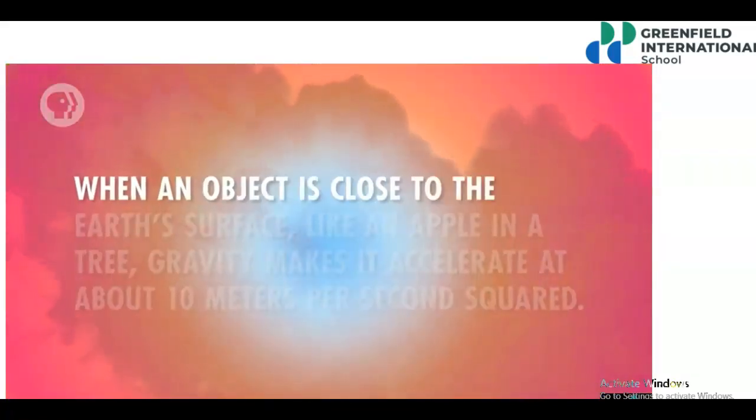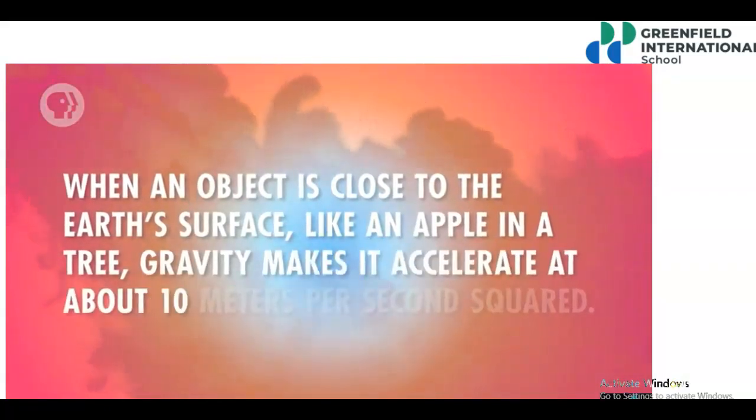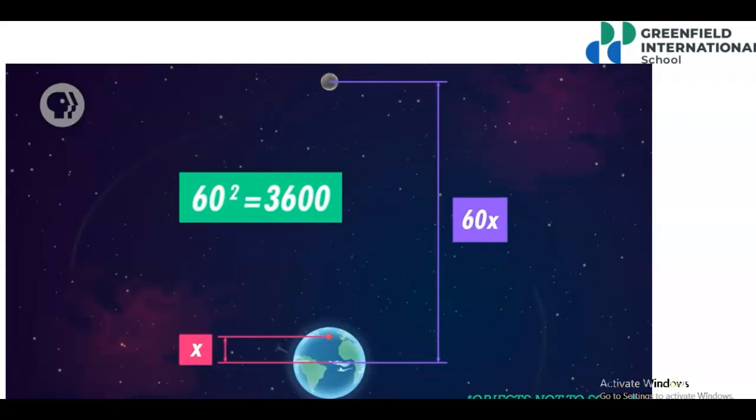When an object is close to the Earth's surface, like an apple in a tree, gravity makes it accelerate at about 10 metres per second squared. But the moon has an acceleration that's only about a 3,600th of that falling apple. The moon also happens to be about 60 times as far from the centre of the Earth as that apple would be, and 60 squared is 3,600.